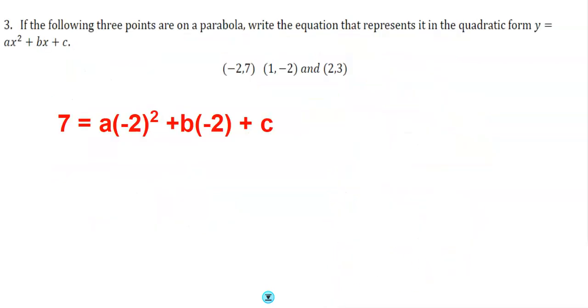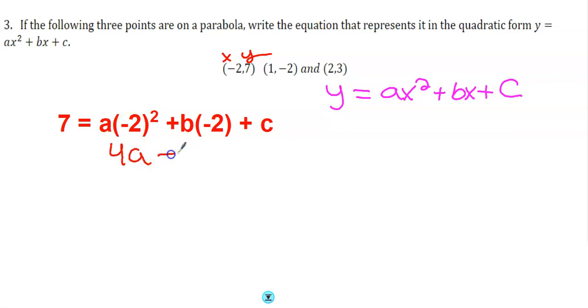For number 3, this is a little bit trickier. So I have y equals ax squared plus bx plus c. What I need to do is find out what my a, b, and c, my coefficients for each of these, are, and then solve them. All I know is what my x and my y values are. So negative 2 squared is 4a minus 2b plus c, and that equals 7. So that's what I have for the first one.